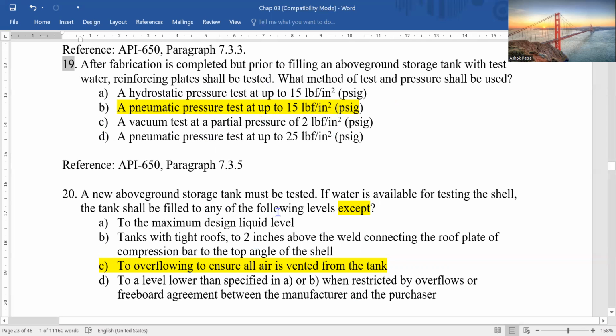A new above ground storage tank must be tested. If water is available for testing the shell, the tank shall be filled to any of the following levels, except to overflowing, to ensure all air is vented from the tank.